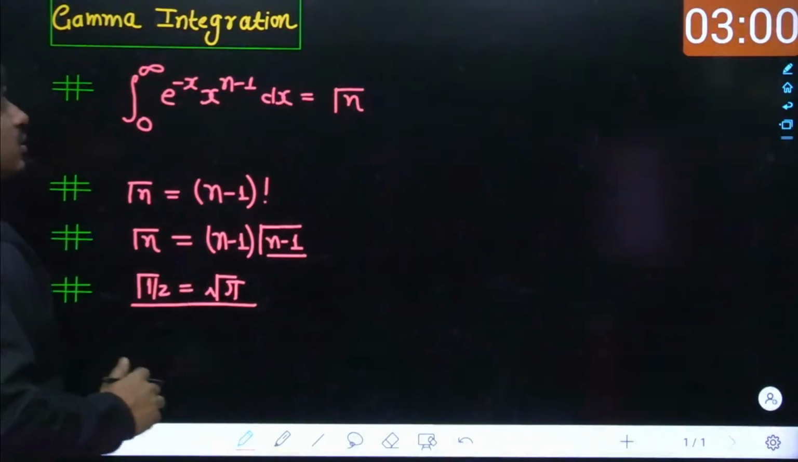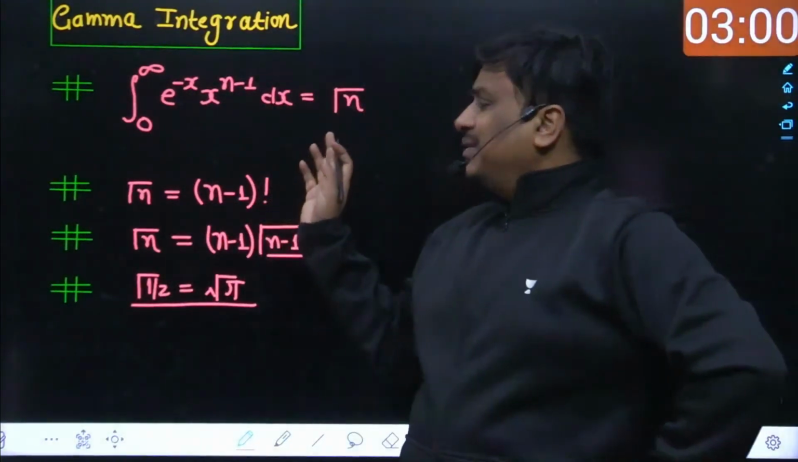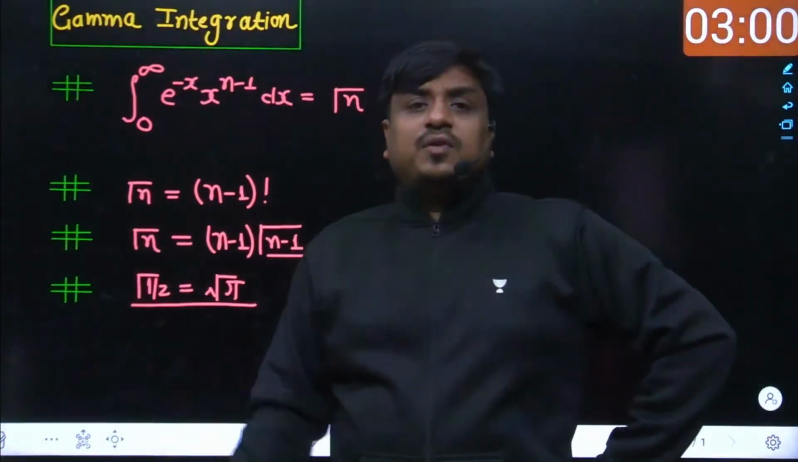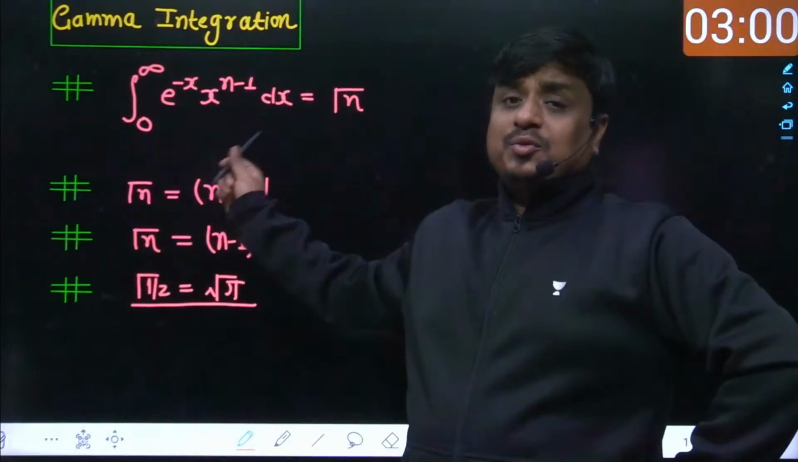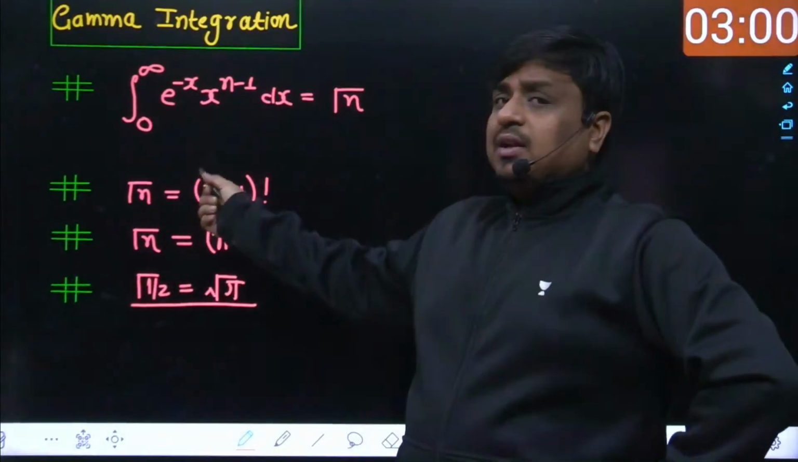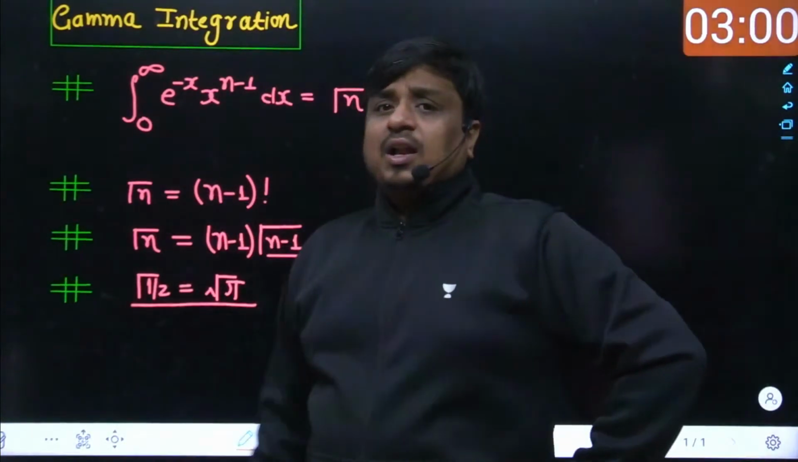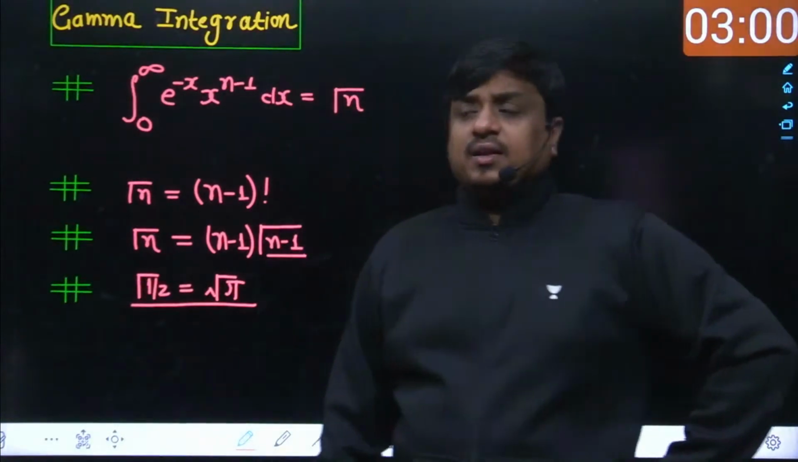This many important outcomes you have to remember, nothing more, nothing less. First, the fundamental structure of gamma integration is the integration from 0 to infinity of e to the power of minus x, x to the power of n minus 1 dx, and that stands for gamma of n. Then gamma of n can also be written as n minus 1 factorial. Like gamma 3, you can take 2 factorial. Gamma of 10, you can take 9 factorial.